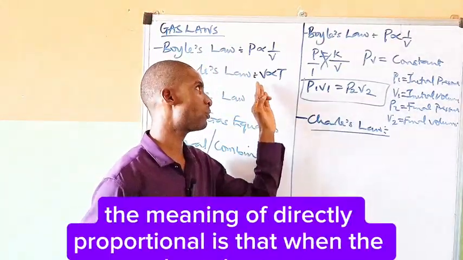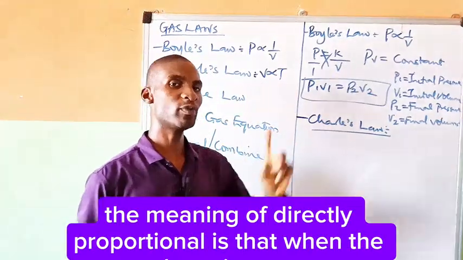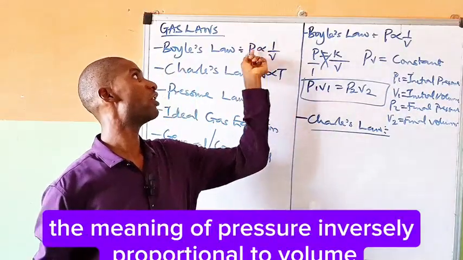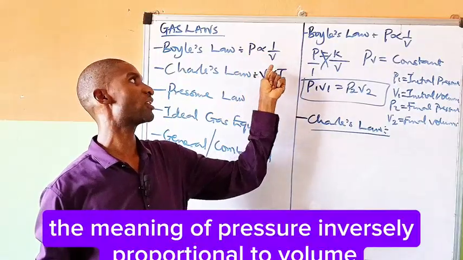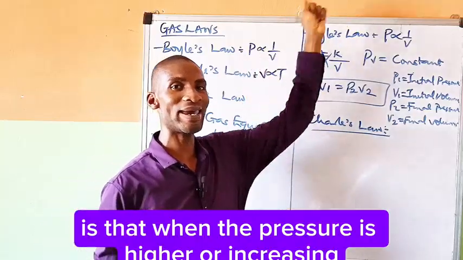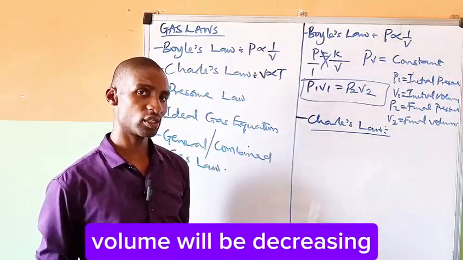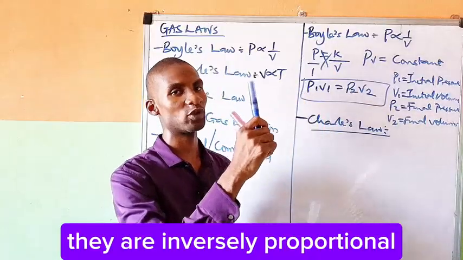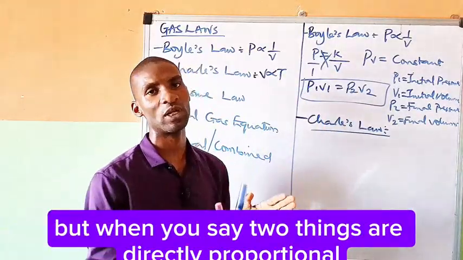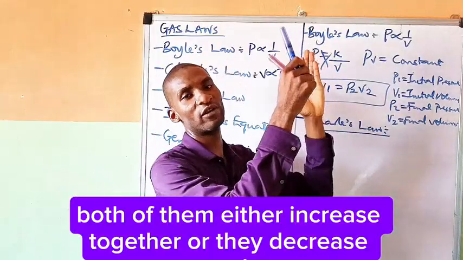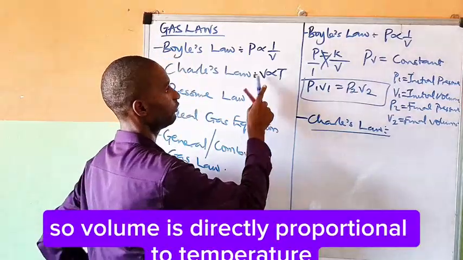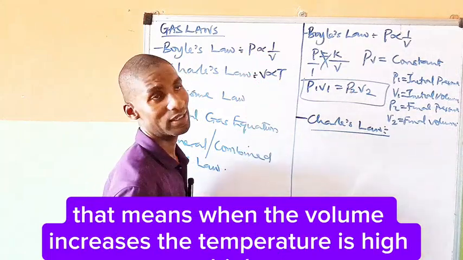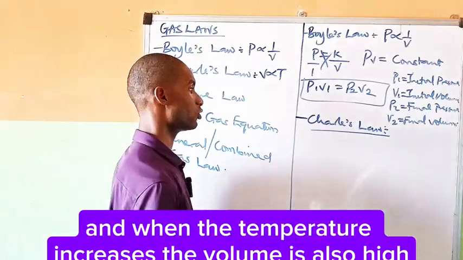The meaning of directly proportional is that the volume increases with increased temperature. The meaning of pressure being inversely proportional to volume is that when the pressure is increasing, volume will be decreasing. When the volume is increasing, pressure will be decreasing. But when two things are directly proportional, both of them either increase together or decrease together. So when the volume increases, the temperature is high, and when the temperature increases, the volume is also high.